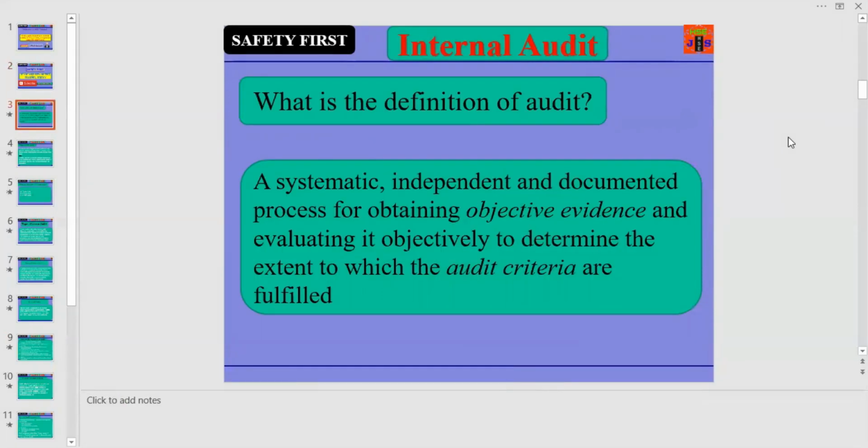Let us look what is the definition of audit. Audit is a systematic, independent, and documented process for obtaining objective evidence and evaluating it objectively to determine the extent to which the audit criteria are fulfilled.